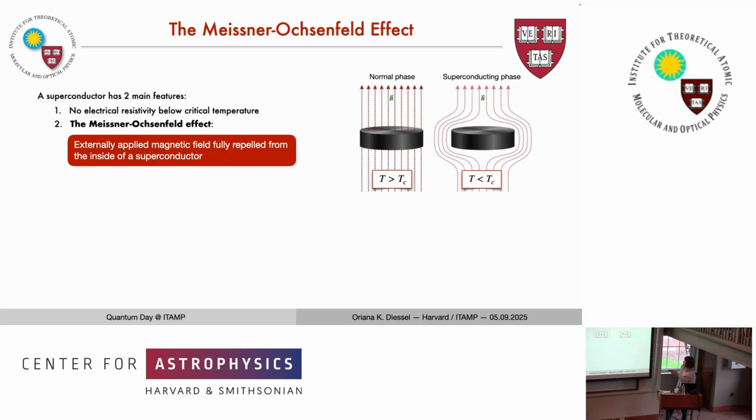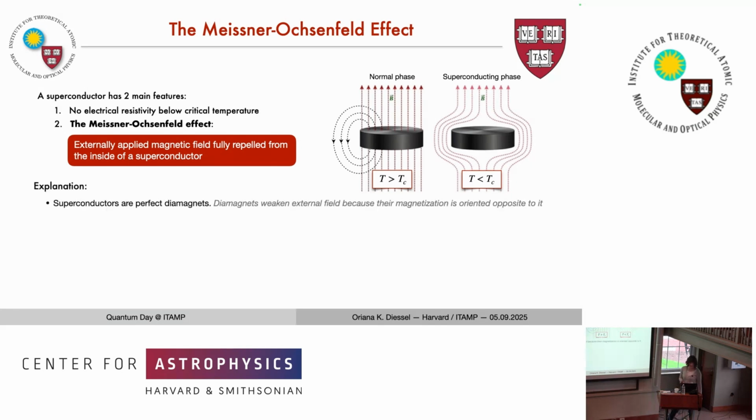So you can see this here. This is above the critical temperature, so the magnetic field can penetrate the material. And if you cool it down and make it superconducting, then the external magnetic field gets expelled, and the inside of the superconductor is basically field-free. Why is that so? Because superconductors are perfect diamagnets.